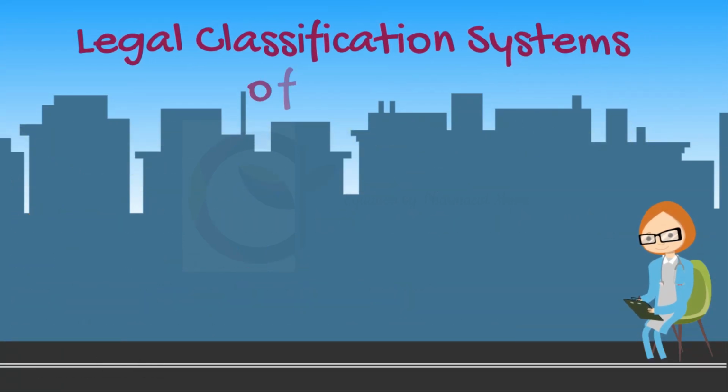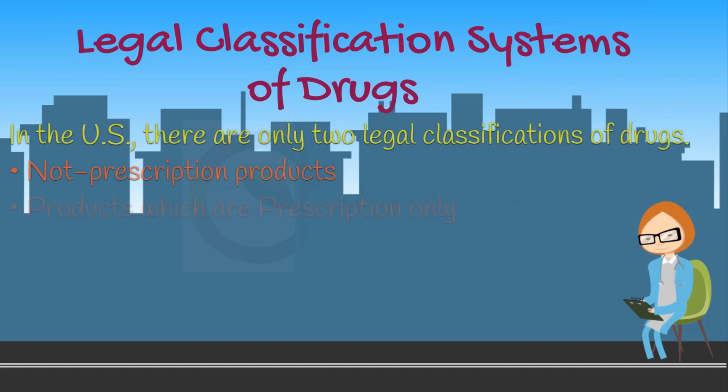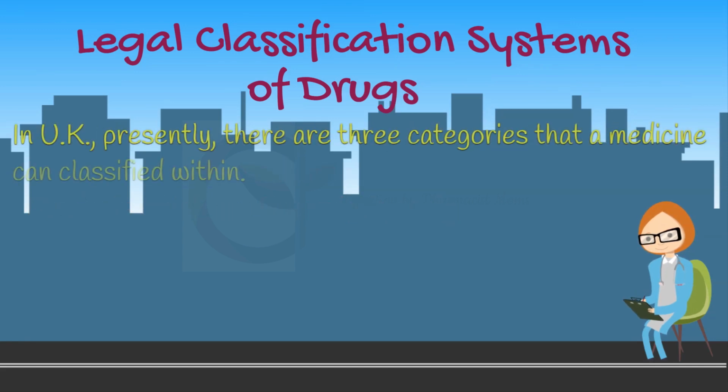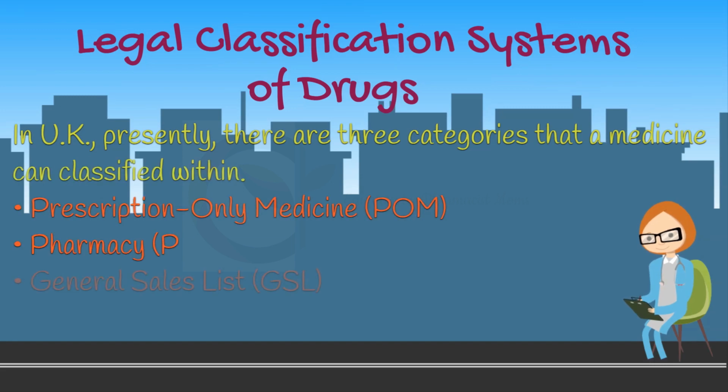Adjacent to them are legal classification systems of drugs. The legal classification of drugs determines the level of control over their supply. In the US, there are only two legal classifications of drugs. These two classes are non-prescription products and products which are prescription only. In the UK, presently, there are three categories that a medicine can be classified within. These are prescription-only medicine or POM, pharmacy or P, and general sales list or GSL. We have already debated these classification systems in every aspect.